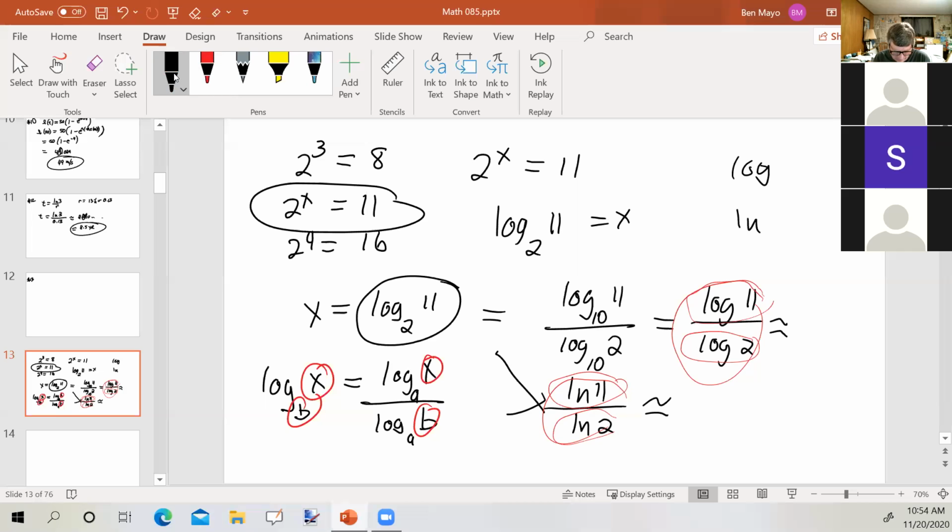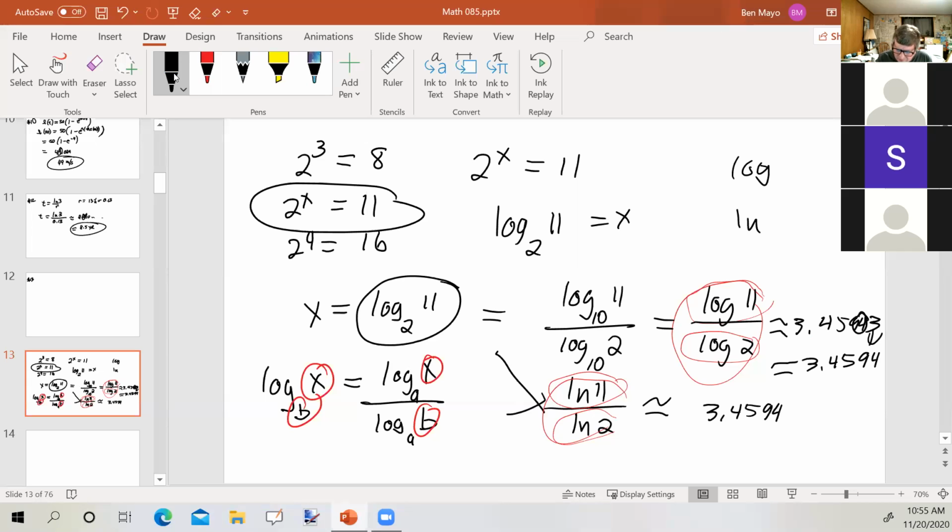All right, so log of 11 divided by the log of 2, and it comes out to 3.4594. I'm going to take it out to 4 decimal places. There's a 3 there, so the 4 would round down, so I'd get 3.4594. Now I'm going to go back and do the same problem with the natural log of 11 divided by the natural log of 2, and I get the same answer as I should.